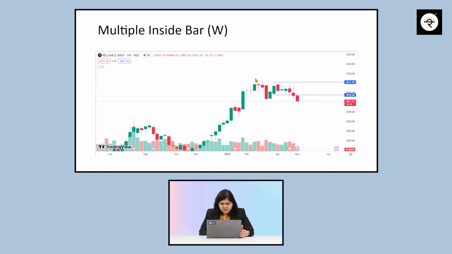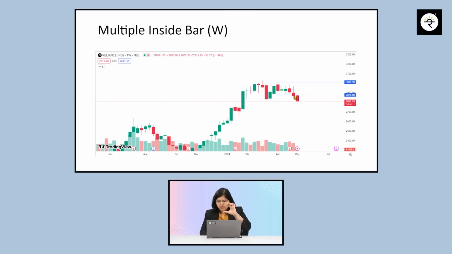So right now you can see here, this is Reliance Industries ka chart. It was an up move, and here we did see an inside bar. I've also drawn the upper end and the lower end. We did see 1 2 3 4 candles within the range, and at the 5th candle it broke down.